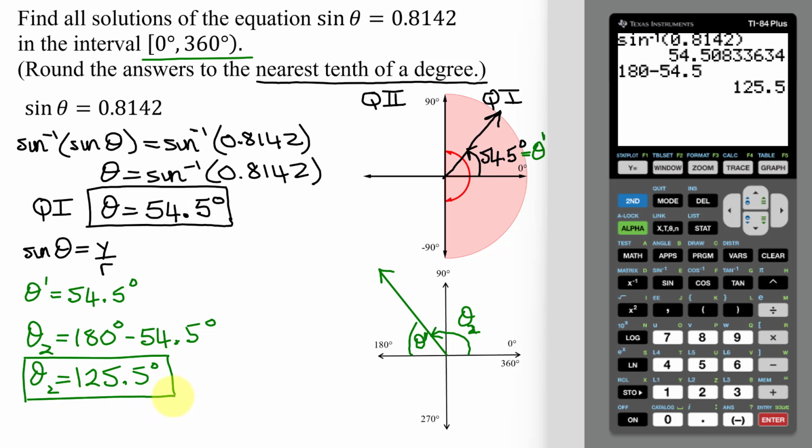And one last thing we can do is we can check to see if we did this correctly by just finding the sine of that angle. So what is the sine of 125.5 degrees? Is this the same as what we started with? It's approximately the same, but remember I rounded this answer, so this is going to be approximately the same as this. But this is a good confirmation that you did the problem correctly.